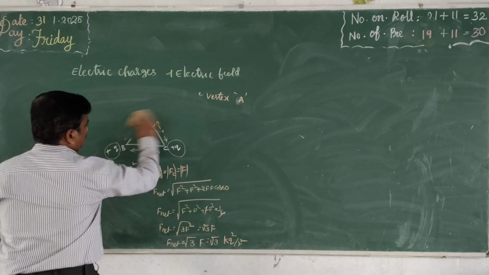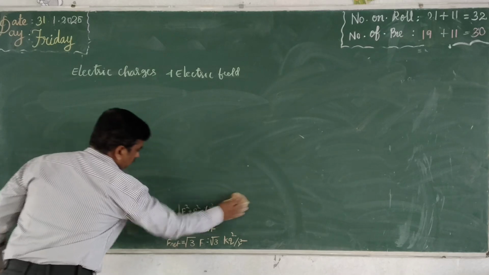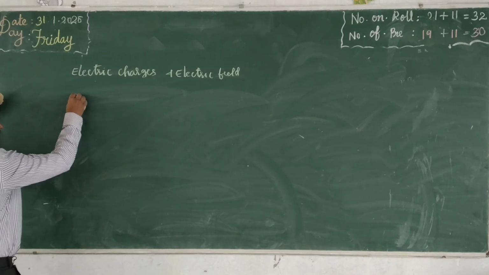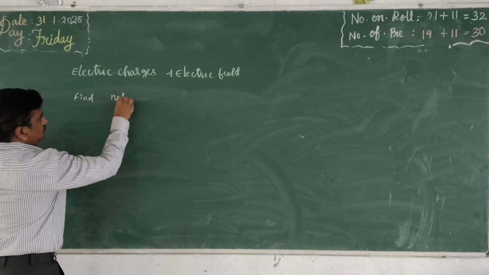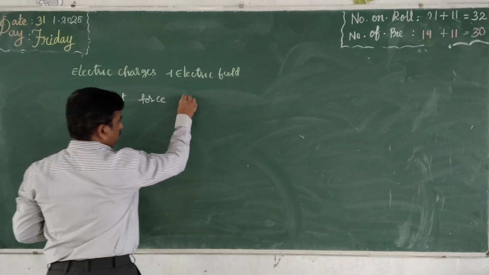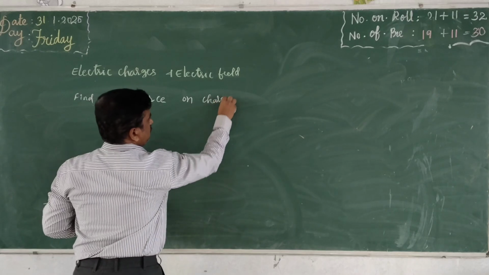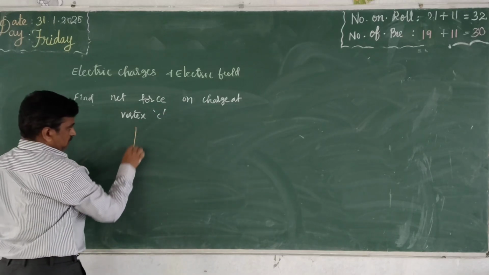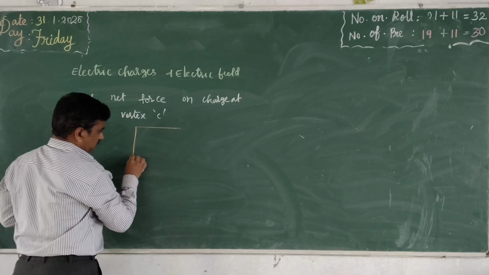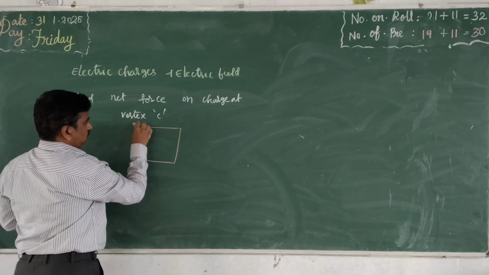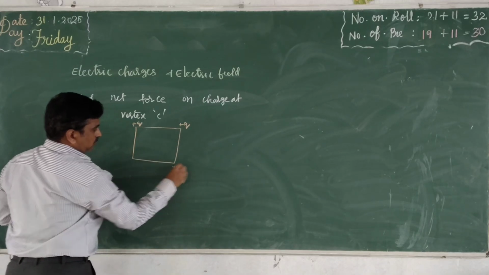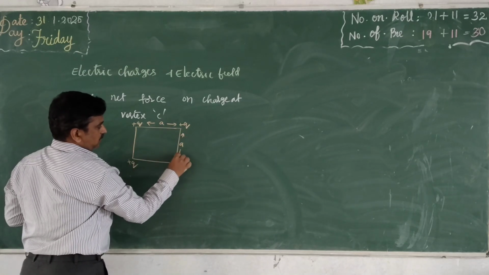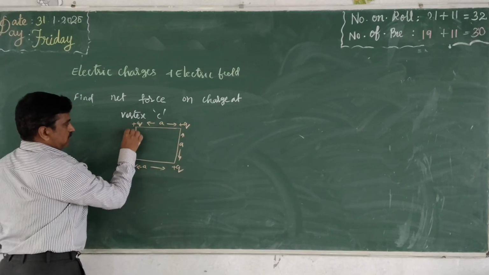Next we discuss the third problem. When charges are arranged in a quadrilateral, for example a square, find the net force on the charge at vertex C. Here is the square, with plus q at each corner. This distance is A, this distance is A, this distance also A, this distance is A.